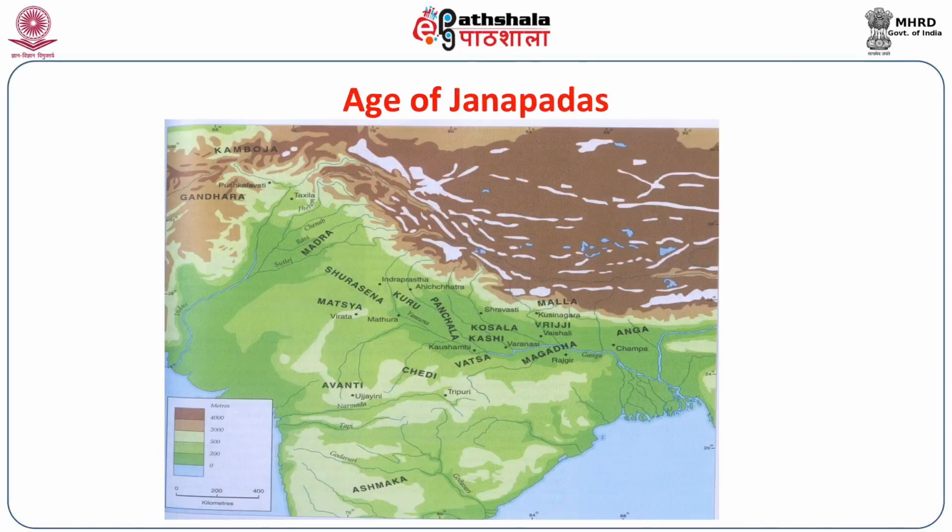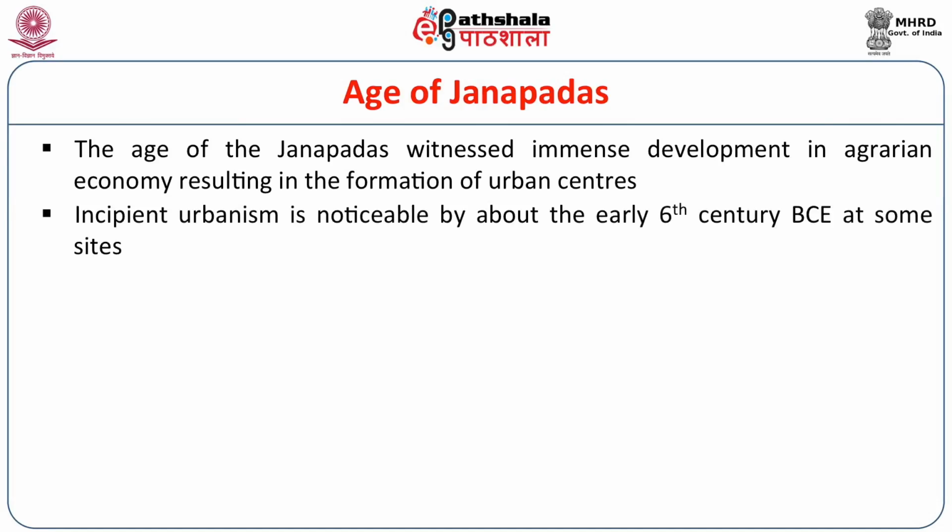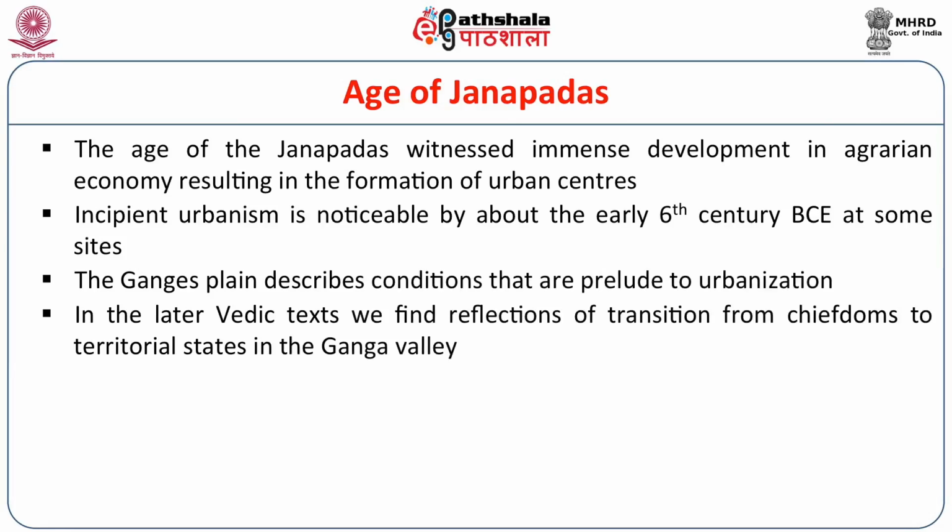Here you can see a map where you have the names of the 16 Mahajanapadas, and among the 16 Mahajanapadas, many of them turned into very important urban centers. What we find is that the age of the Janapadas witnessed immense development in agrarian economy, resulting in the formation of urban centers. Incipient urbanism is noticeable by about the early 6th century BC at some sites, and the Ganga plains describe conditions that are a prelude to urbanization.